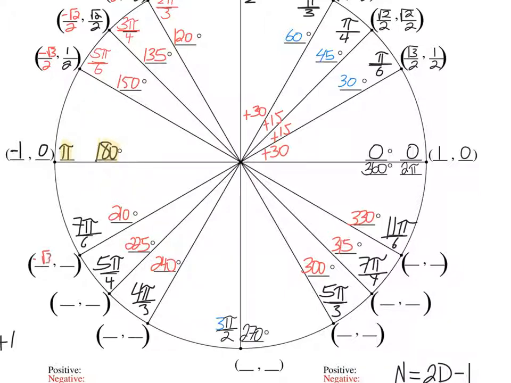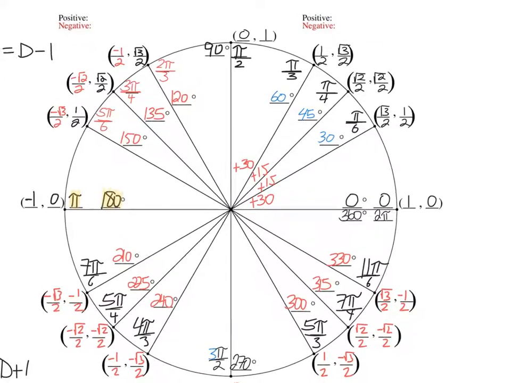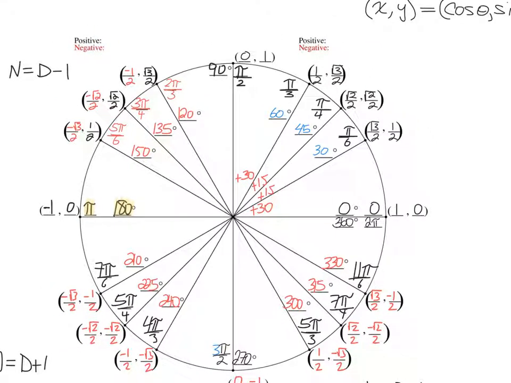So negative radical 3 over 2, negative 1/2. Negative root 2 over 2, comma negative root 2 over 2. Negative 1/2, negative root 3 over 2. All right, and so there's your completed unit circle.